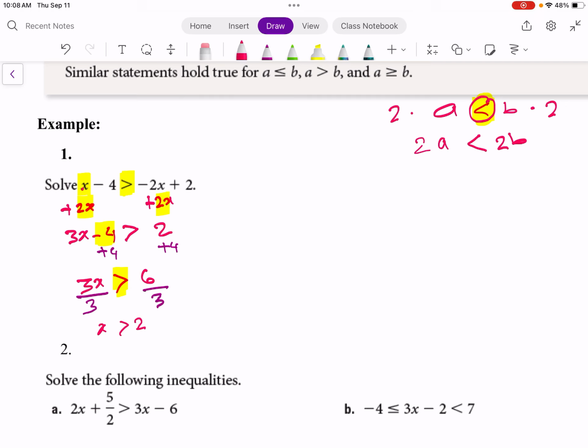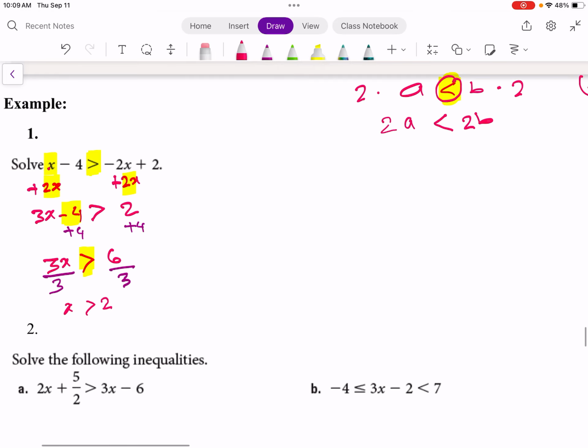Now how many numbers do we have which are greater than 2? We have an infinite number, right? So this inequality has infinite solutions, and we always write the solution in interval notation. To write interval notation, we use a number line. On the left we have negative infinity, on the right we have positive infinity. Okay, so our solution starts from positive 2. So let's say 2 is somewhere here.